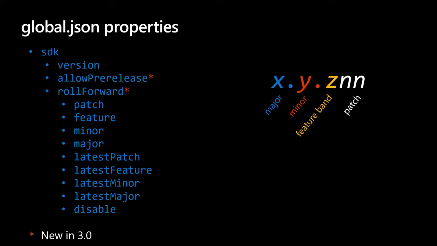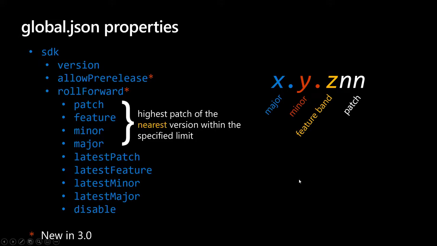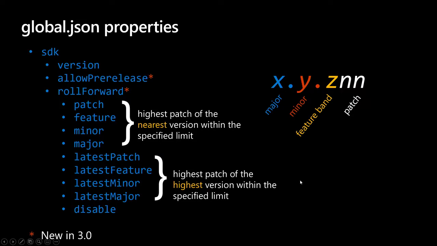And then we also have new roll forward policies. The way that global.json thinks about versions, you have the SDK version broken down as major, minor, feature band, and patch, so X, Y, Z, and NN. Then you have these different modalities here. So you have two bands here. One is patch, feature, minor, major, which finds the nearest version within that limit.